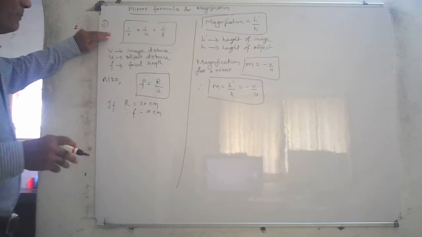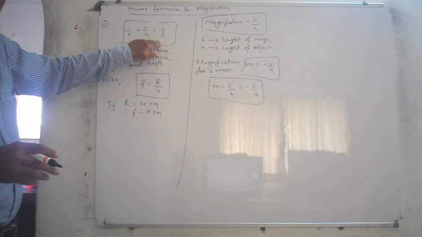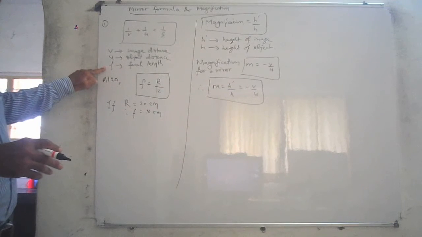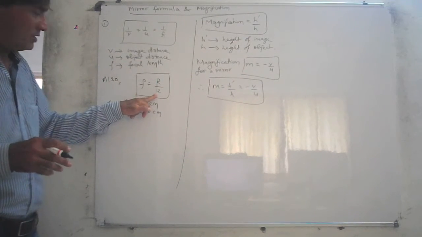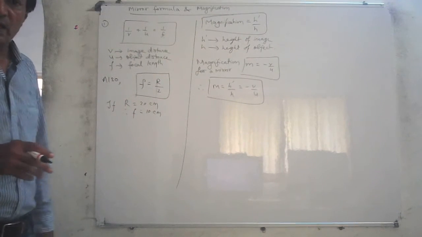The first one is the mirror formula. Mirror formula is 1 upon v plus 1 upon u is equal to 1 upon f, where v is image distance, u is object distance, f is focal length. Then also, focal length is half the radius of curvature. So if the radius of curvature is 20 centimeters, the focal length would be 10 centimeters.